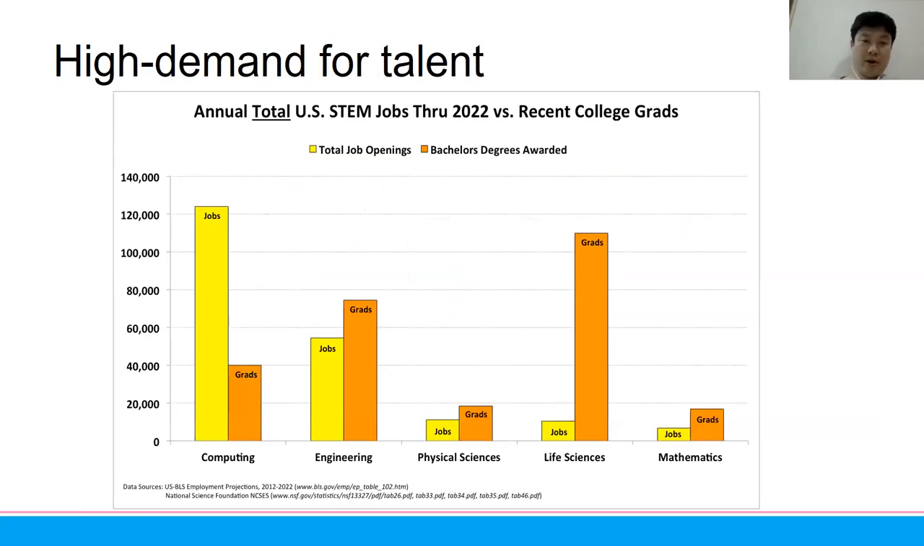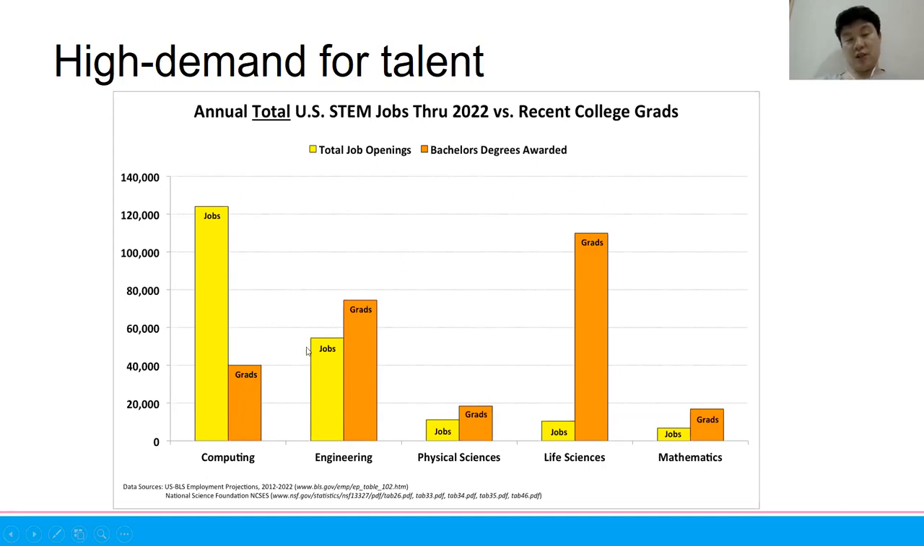Okay. In America, this is the US based data. So the total job opening for computing has a very huge demand. But the bachelor's degrees awarded is not that much. It is data from 2012 until 2022. Actually, some of the data are real data, and some of the data has been simulated. Okay? So if you check from this one, the yellow part is the total job openings. The orange part is the number of graduates. So you can see there are a lot of demands, but there are very few graduates.